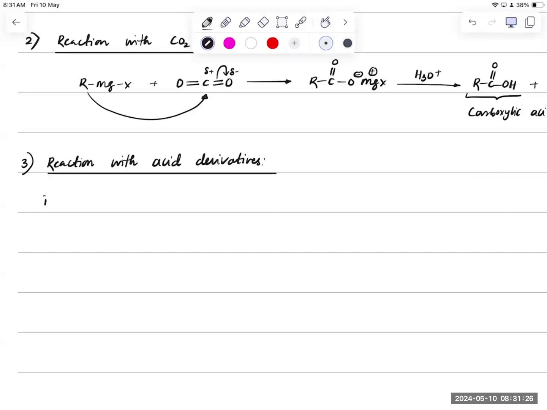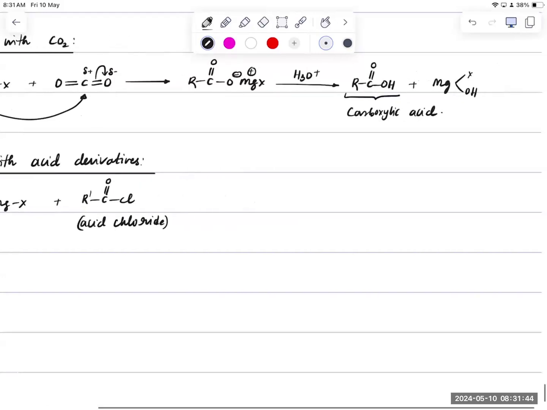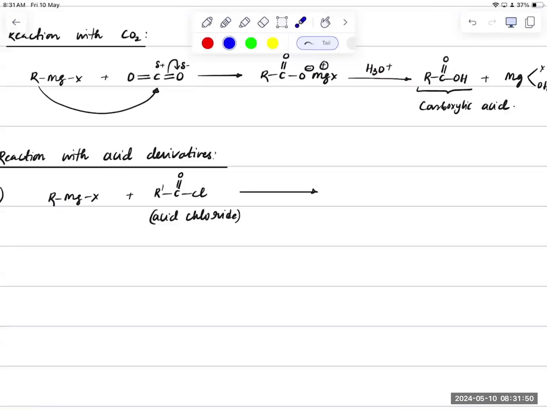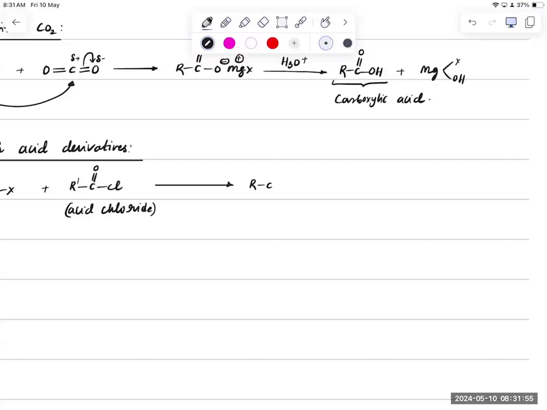Here, first one, let us see acid chlorides. So RMgX, if you treat this with R dash C double bond OCl, this is acid chloride. Acid chloride is a derivative of acid. If you treat with acid chloride here, you will notice that this R minus is attacking. The product which you'll get is R C double bond O R dash plus chlorine will go away. So we'll get Cl and X.